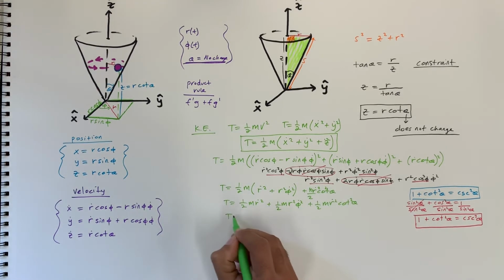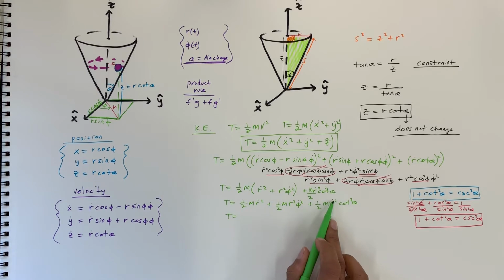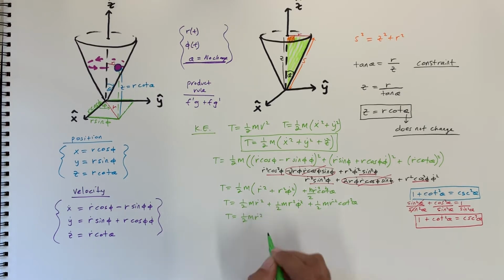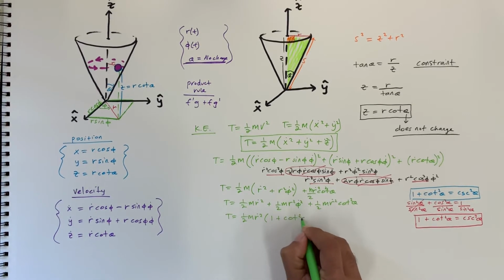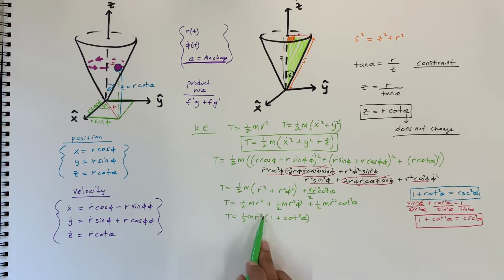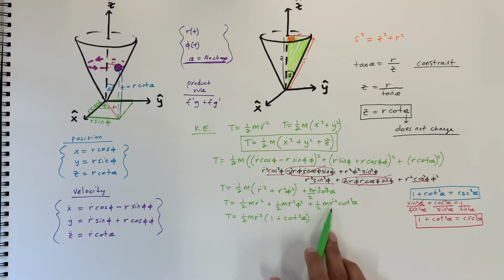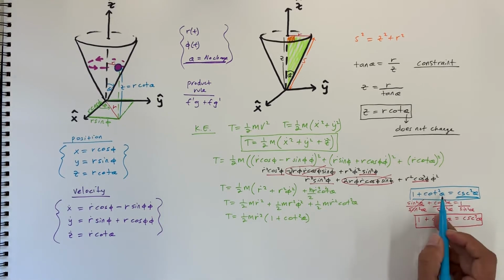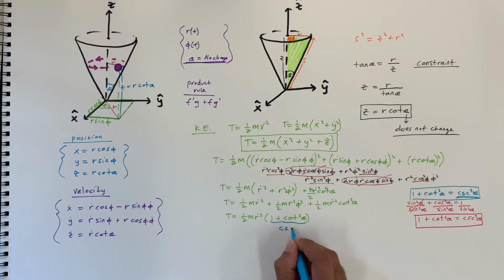All right, so let's combine this one and this one here because we have r dot squared. So we can take out 1/2 m r dot squared common from both of these, and we're left with 1 plus cotangent squared theta. If I pull out 1/2 m r dot squared from this term, I have 1 left. And if I pull out 1/2 m r dot squared from this last term, I'm left with cotangent squared theta. So we derived here cosecant squared theta is the same thing as 1 plus cotangent squared theta. So this we're going to replace with cosecant squared theta.